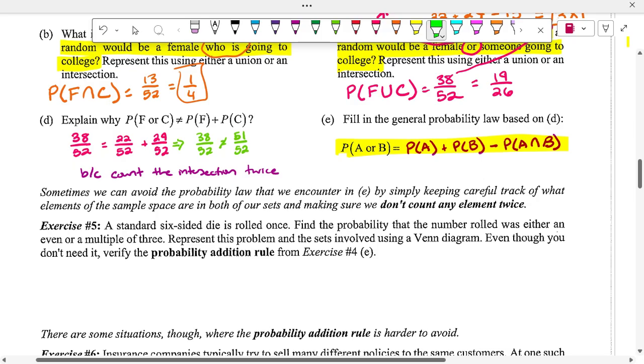Wait, is it just tomorrow? No, no. We're not even halfway through.